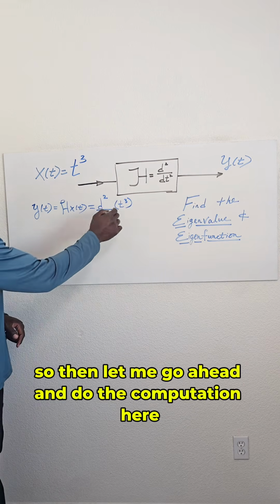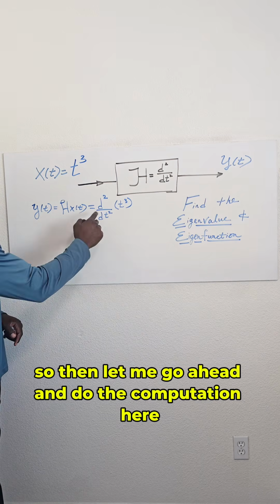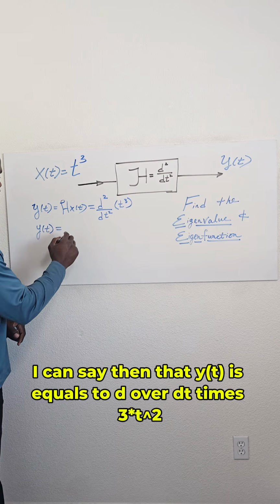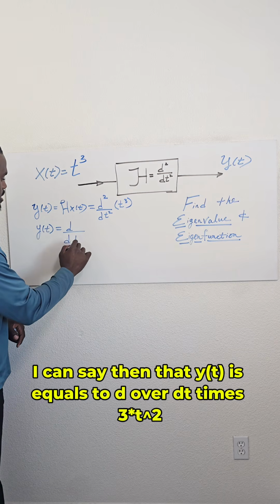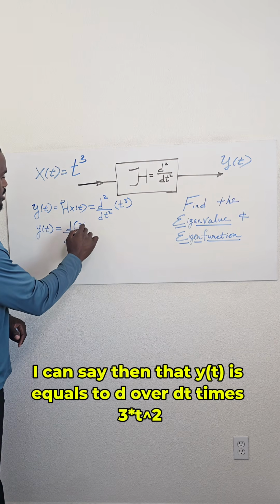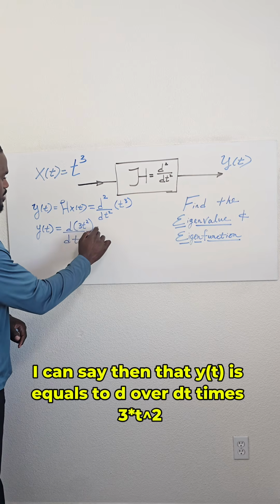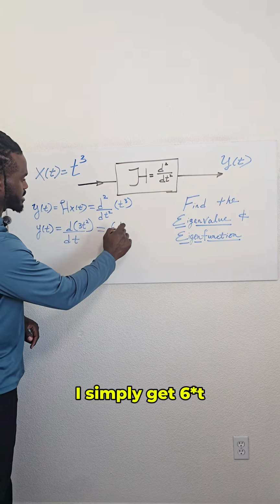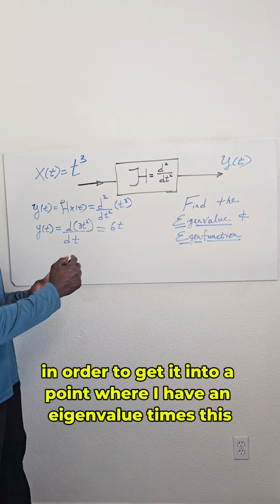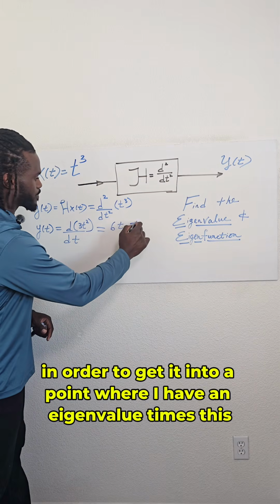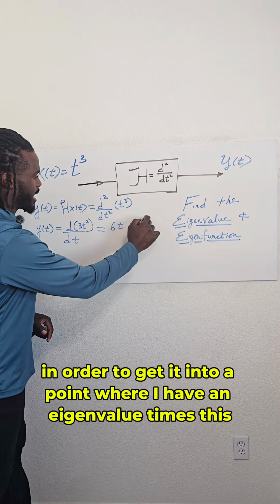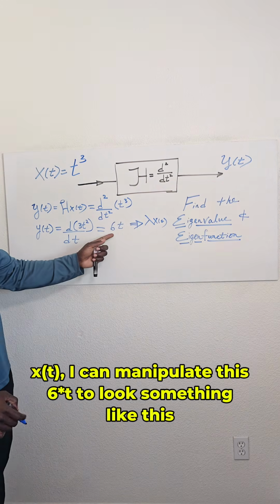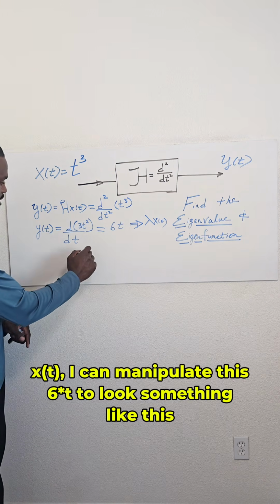So then let me go ahead and do the computation here. I can say then that y of t is equal to d over dt times 3t squared. And if I do another derivative here, I simply get 6t. In order to get it into a point where I have an eigenvalue times this x of t, I can manipulate this 6t to look something like this.